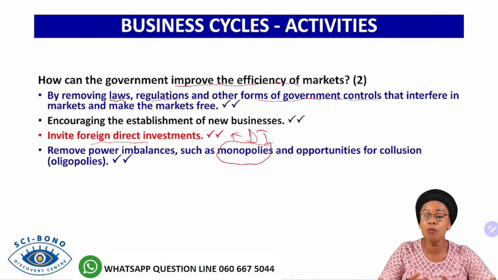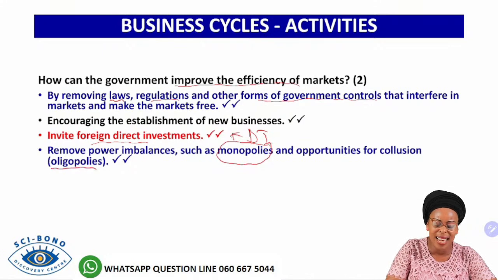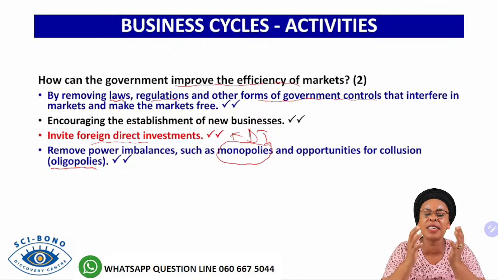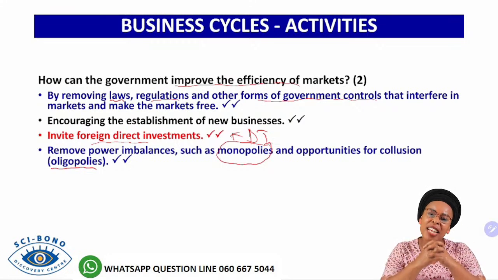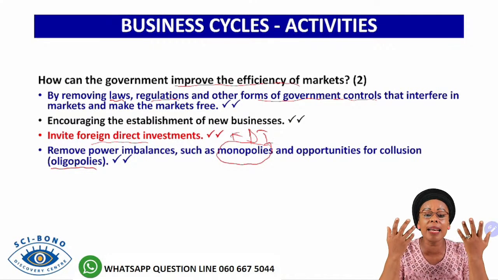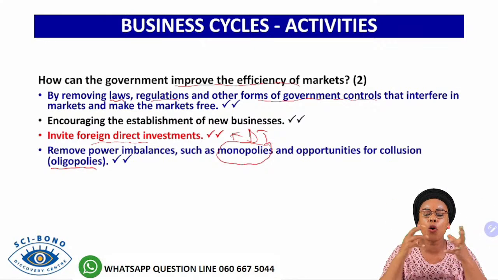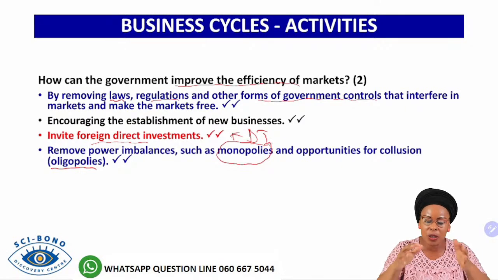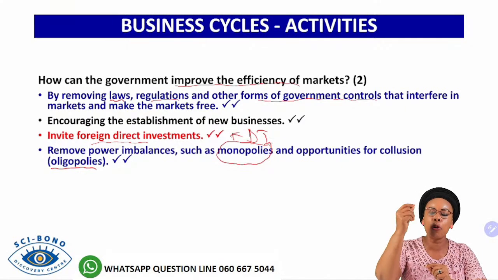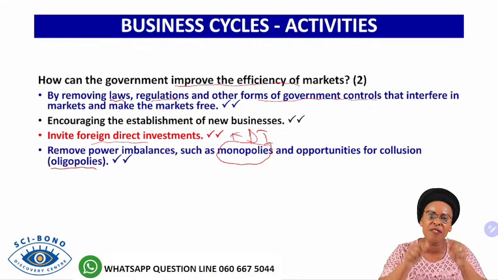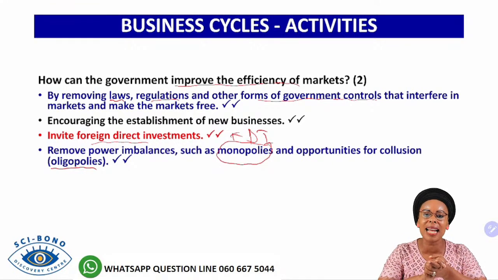Again, the government can remove power imbalances like oligopolies. What is an oligopoly? An oligopoly exists where there are only a few suppliers of a certain product. And usually where there are oligopolies, they can come together and fix the prices. We will think that prices are very, very high, only to find that collusion took place, whereby those sellers came together and decided to push the prices up. So the government can regulate that. The government can investigate that and remove such imbalances so that we have free competition.